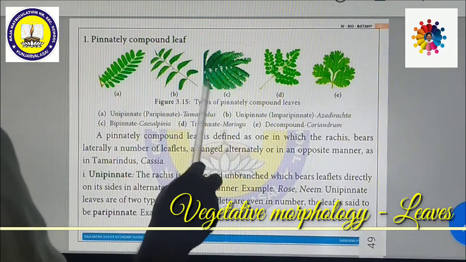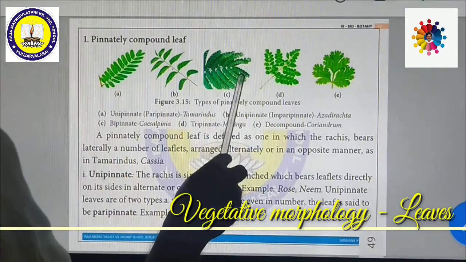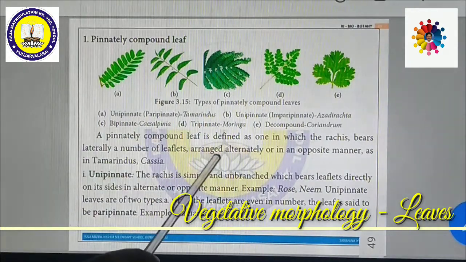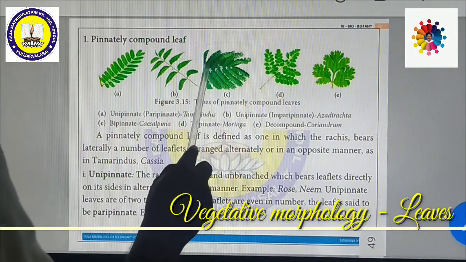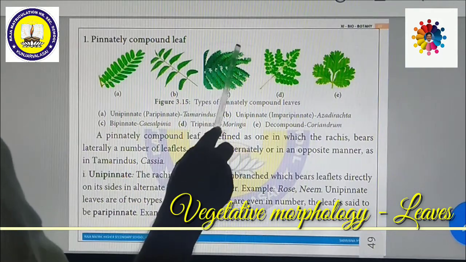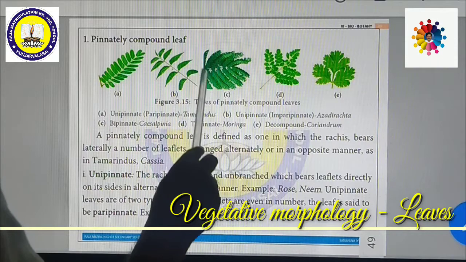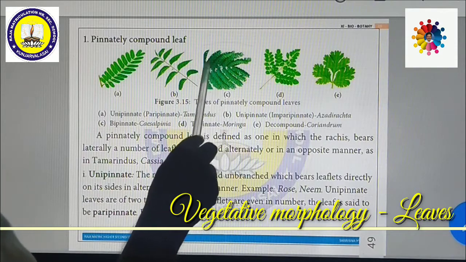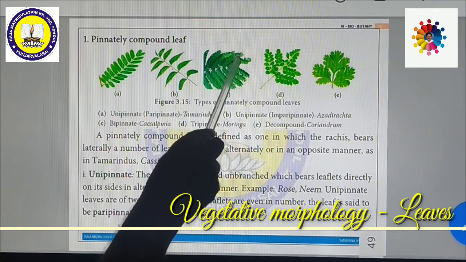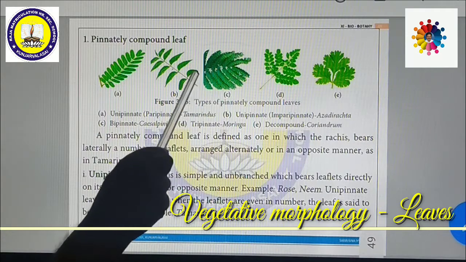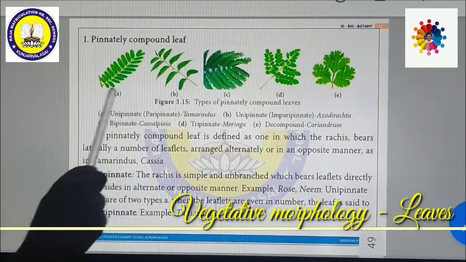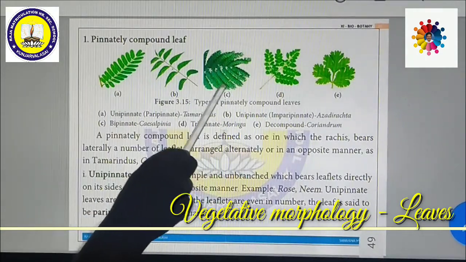Then another group of leaves, look at this picture. Caesalpinia pulcherrima, flame of the forest. It is having a primary rachis. These primary rachis are having further branches. These branches are having veins, from which leaflets are arising. So this is another type of compound leaf. This is called a bipinnate compound leaf. These are unipinnate compound leaves. These are called bipinnate compound leaves.